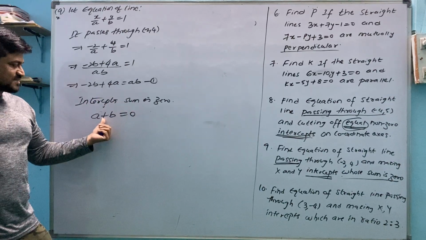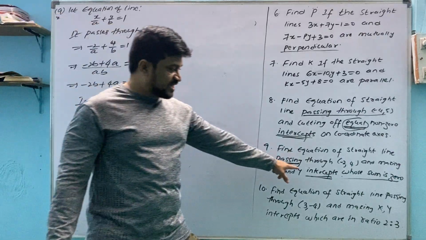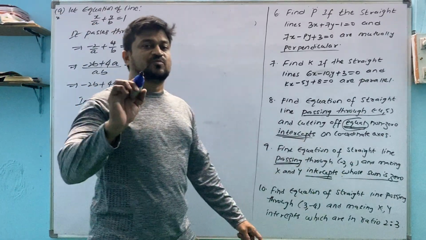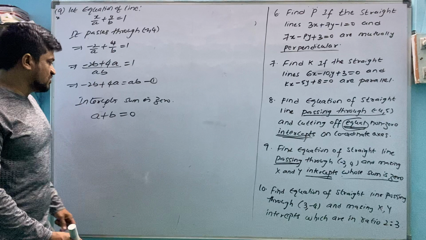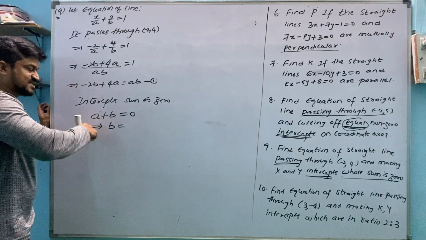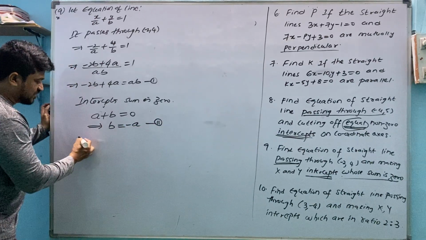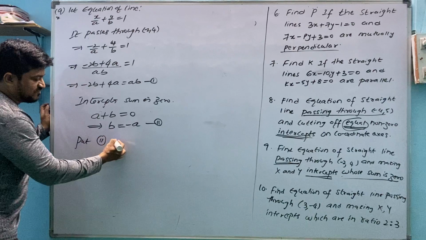Intercept sum means A plus B. So A plus B equal to 0 is given indirectly in statement form. Sum is 0, you have to remember A plus B is equal to 0. Now we will equate B. Equating B means keeping B on the left side, sending the other terms to the right side. This is equation 2. When we have two equations, put second in 1, what does that mean?